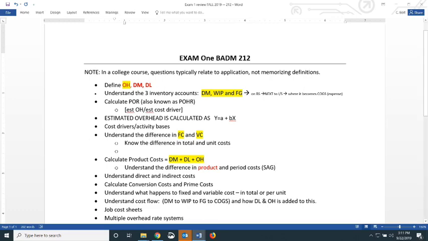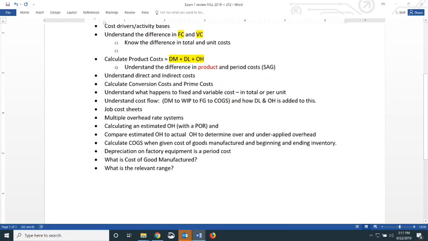And that takes us straight into this definition. A direct cost is easy to trace, convenient, not expensive. Indirect costs are not convenient or easy to trace. Let's move on down. I know it's a lot of talking. Sorry. Hopefully you can pause this video because it looks like we're at about 15 minutes. Okay, conversion costs and prime costs.